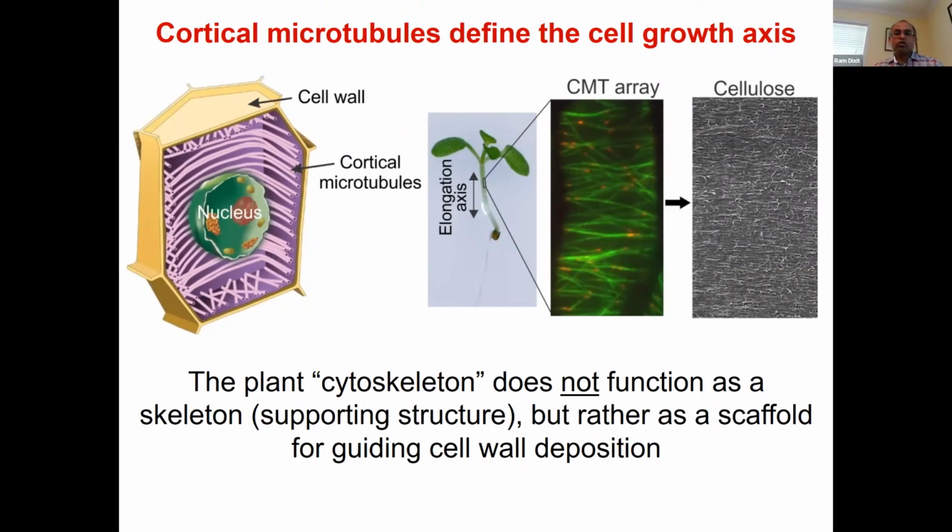Okay. So the plant cytoskeleton does not serve fundamentally as a supporting structure because it's just too soft in the face of the cell wall and the turgor pressure, but really is a scaffolding material that's indirectly conferring cell shape. Does that make sense?